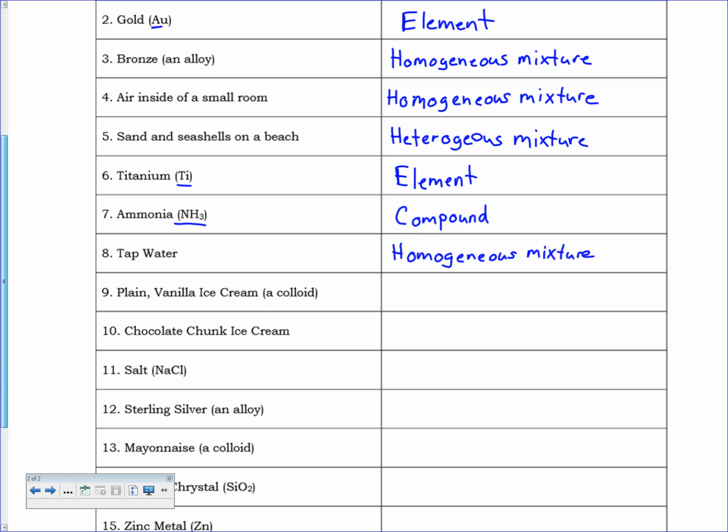For the next one, it says plain vanilla ice cream, but then it tells you that ice cream is a colloid. So it being a colloid means that it's heterogeneous. The next one, also ice cream, so you could assume that this is going to be heterogeneous, but it says it's chocolate chunk, so that furthers the fact that it's heterogeneous because we've got chunks of chocolate in with the ice cream. So that would definitely be different throughout. So it's heterogeneous.